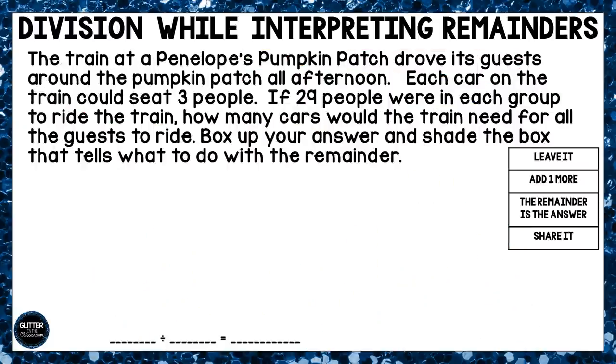Okay, let's practice one more problem. The train at Penelope's Pumpkin Patch drove its guests around the pumpkin patch all afternoon. Each car on the train could seat 3 people. If 29 people were in each group to ride the train, how many cars would the train need for all the guests to ride? Box up your answer and shade the box that tells what to do with the remainder.